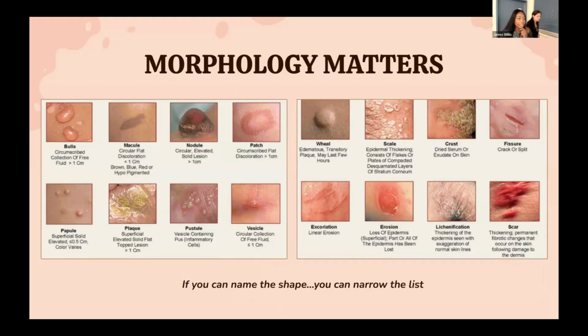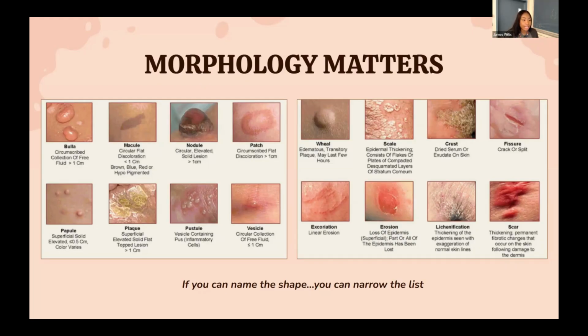Okay, so we have a list here. So we have the bulla, the macule, flat, nodule, elevated, greater than 1 centimeter. The patch is flat, not raised. We have the wheel, which we'll see in urticaria, but usually you can describe it as a wheal and flare when you have that erythematous base around it. So this is the wheal, and sometimes you can have that erythema around it.